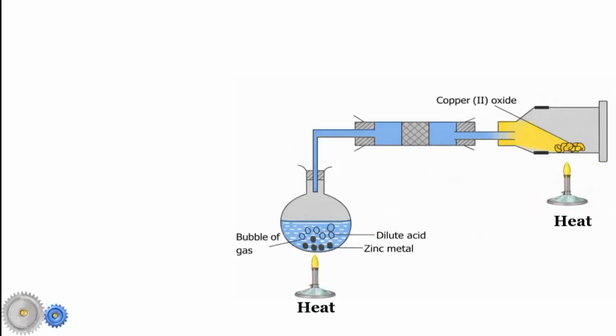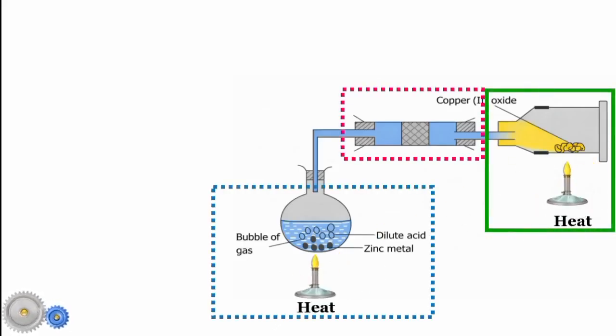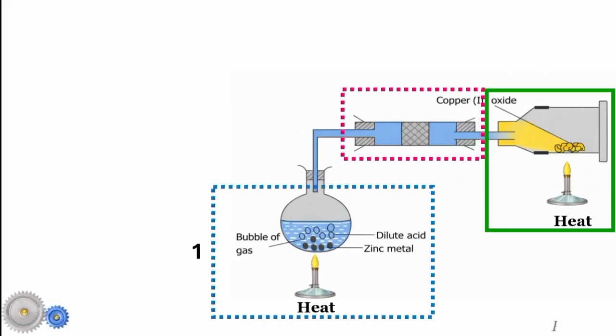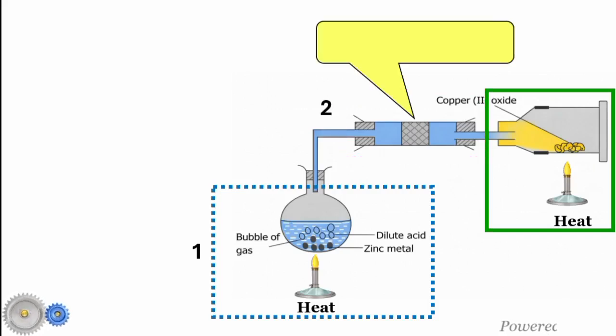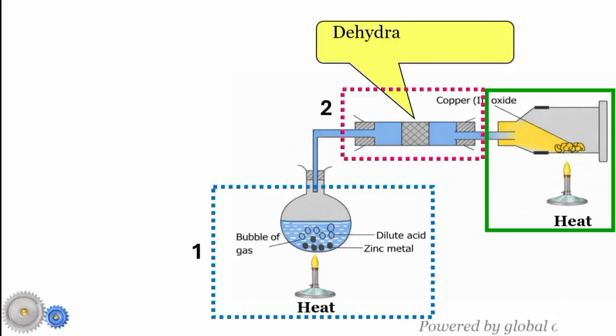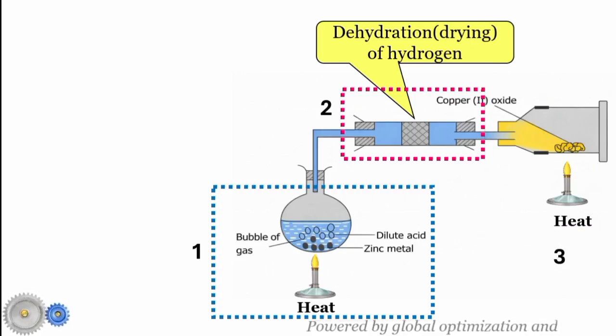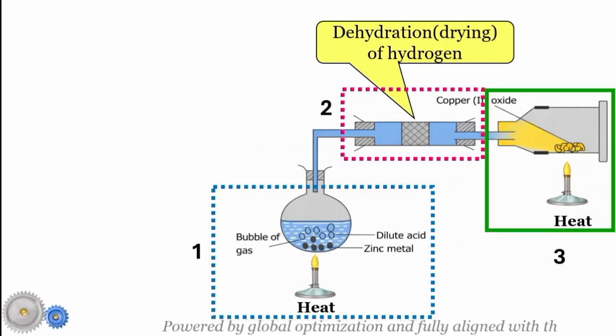Reduction of copper(II) oxide takes place in 3 stages. Stage number 1, production of hydrogen gas or preparation of hydrogen gas. Stage number 2, dehydration of hydrogen gas or drying of hydrogen gas. Stage number 3, reduction of copper(II) oxide.